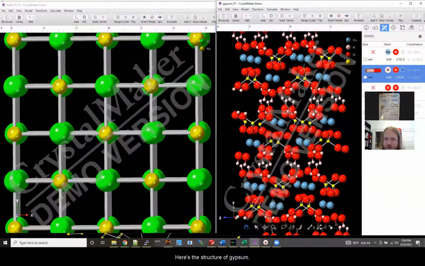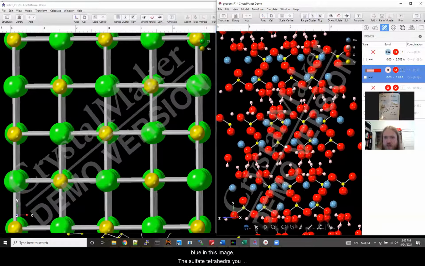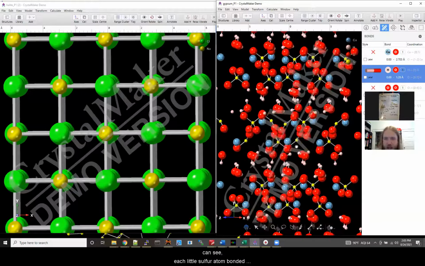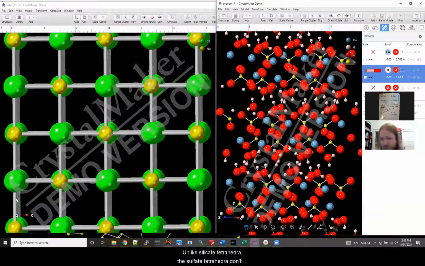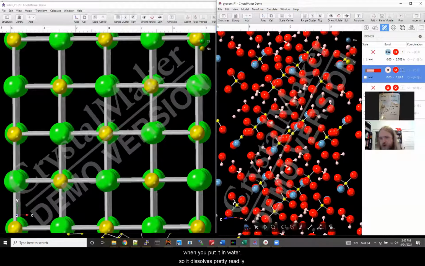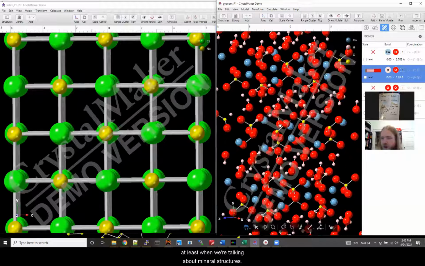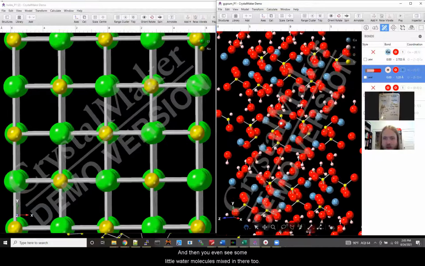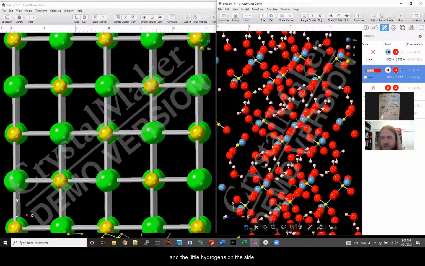Here's the structure of gypsum. Looks pretty complicated. There's a bunch going on in there, but you see the calcium in blue in this image. The sulfate tetrahedra, you can see each little sulfur atom bonded to 4 oxygens there in the structure. Unlike silicate tetrahedra, the sulfate tetrahedra don't polymerize ever in any of these minerals. And they tend to break off of the structure pretty easily when you put it in water, so it dissolves pretty readily. Sulfate doesn't do quite as much as silicate, at least when we're talking about mineral structures. And then you even see some little water molecules mixed in there too, H2O, with the oxygen in the middle and little hydrogens on the side.